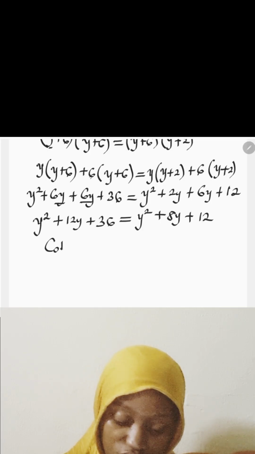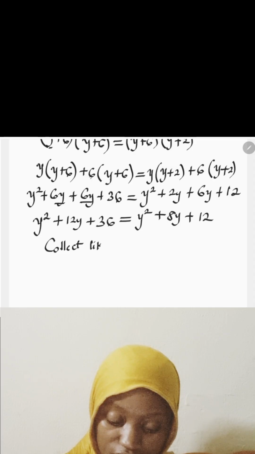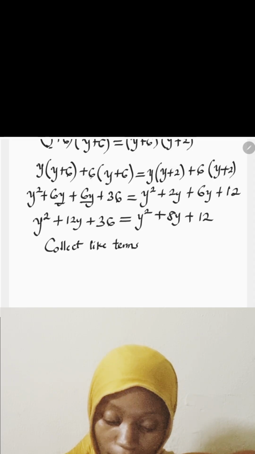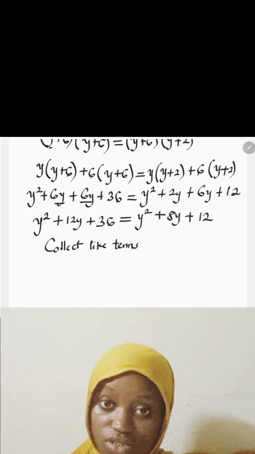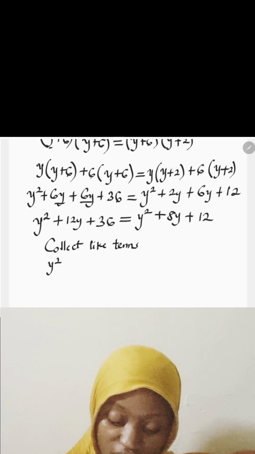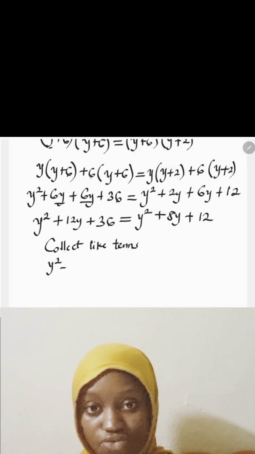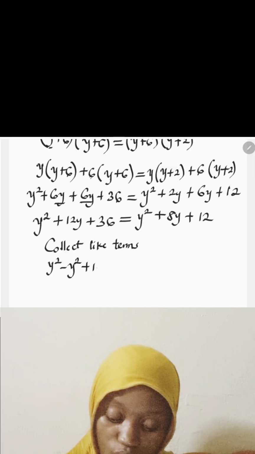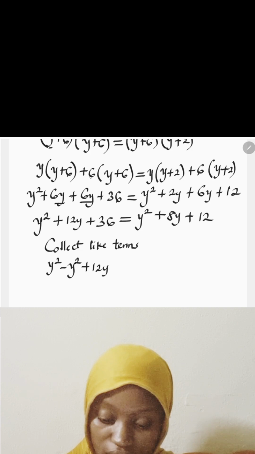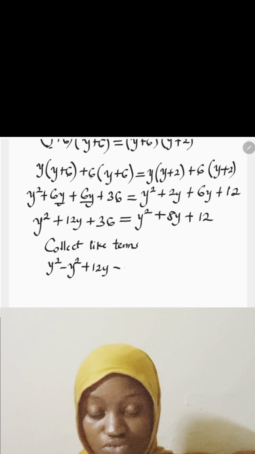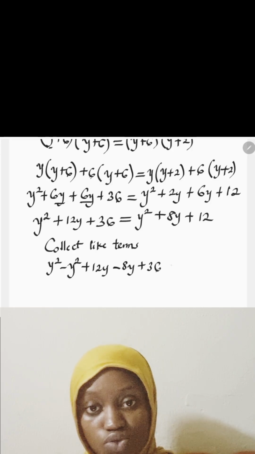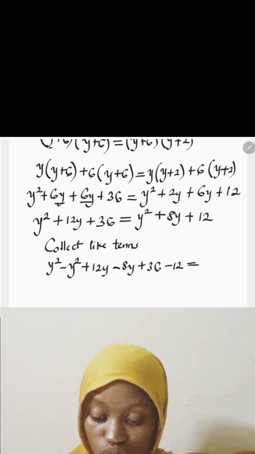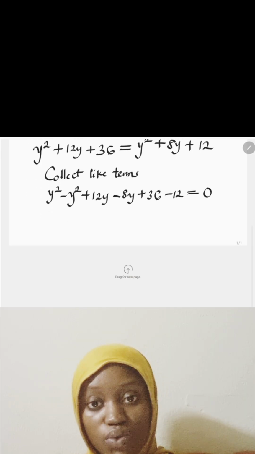So let's continue. At this point, we collect like terms. Collecting like terms will simplify this equation and also enable us to get the value of y. So this becomes y squared. Now the y squared on the right-hand side moves to the left-hand side and becomes a negative y squared, plus 12y, plus 8y on the right-hand side moves to the left-hand side to become minus 8y, plus 36, plus 12 on the right-hand side moves to the left-hand side to become minus 12. Then we equate the equation to be equal to 0.